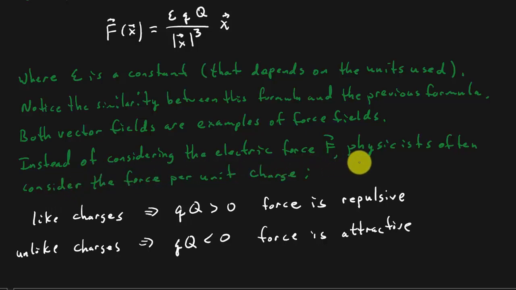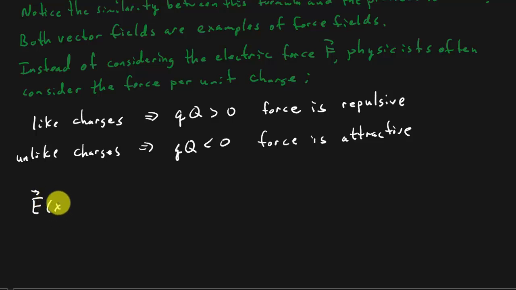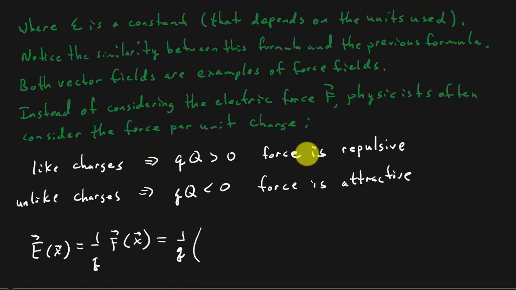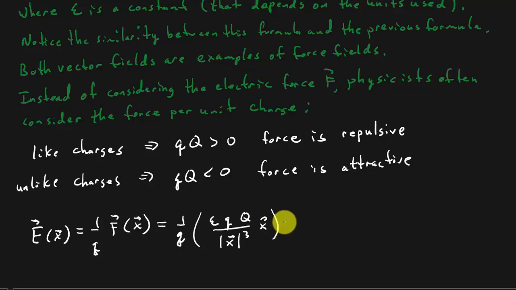All right, and it says instead of considering the electric force F, physicists often consider the force per unit charge. That we have E of X is equal to 1 over Q times F of X, which all that's going to do is what? 1 over little q times this thing, that would be epsilon little q big Q over the magnitude of x cubed times vector x. And so all that's going to do is cancel those out. And so we would get epsilon times big Q over the magnitude of x cubed times vector x.